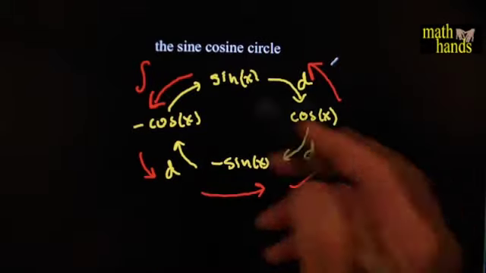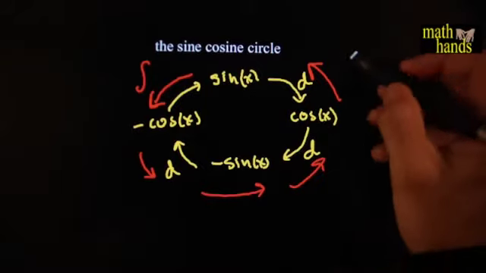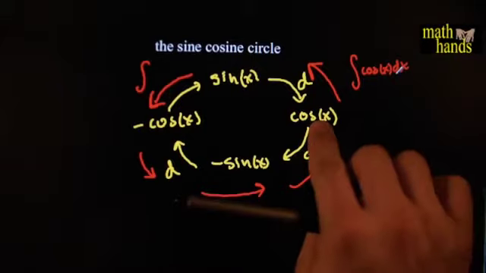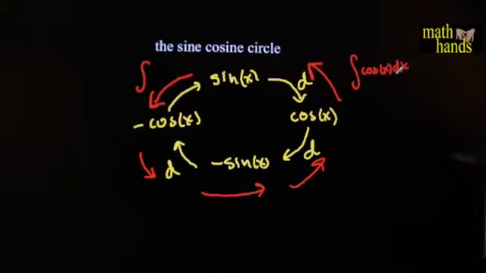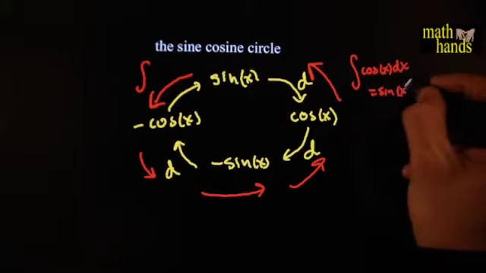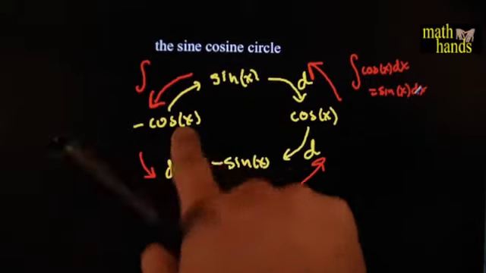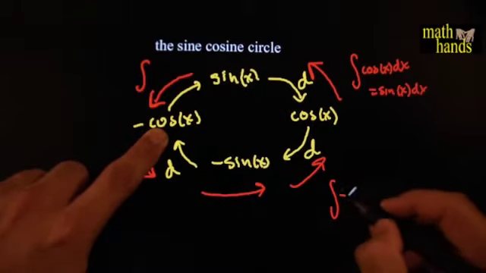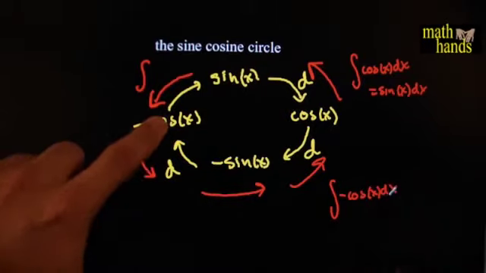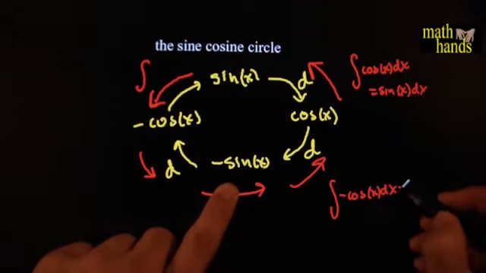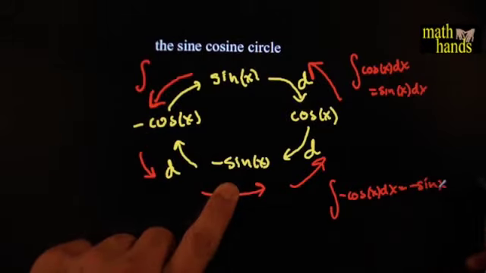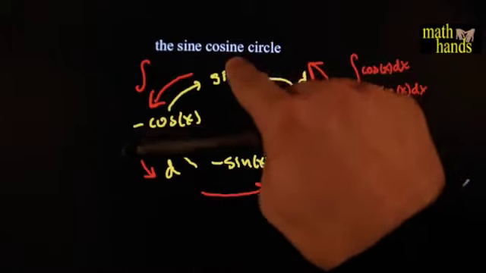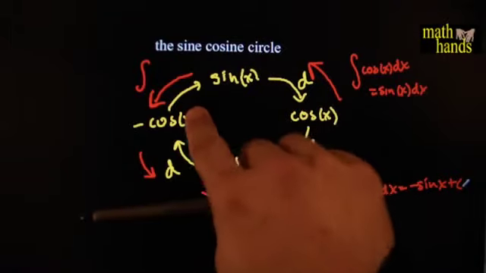Okay? So, for example, the antiderivative of cosine x dx, I would just find my cosine here and go the counterclockwise direction. That's equal to sine x. The derivative of cosine x is that. Suppose I wanted to find the antiderivative of negative cosine x dx, I would find this spot and go the antiderivative direction. That would give me negative sine x plus a constant. Get it? Clockwise you take derivatives. Counterclockwise you take antiderivatives.